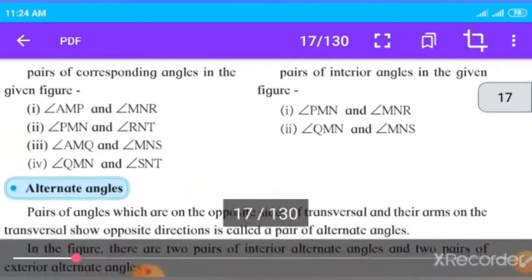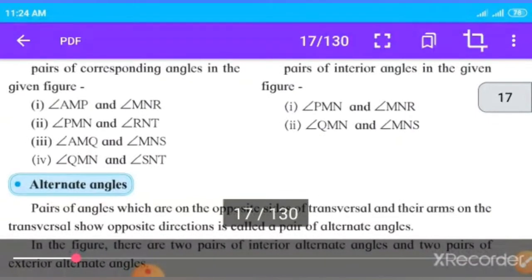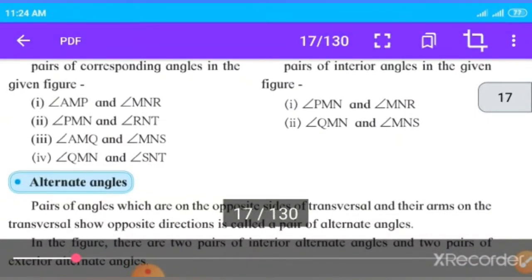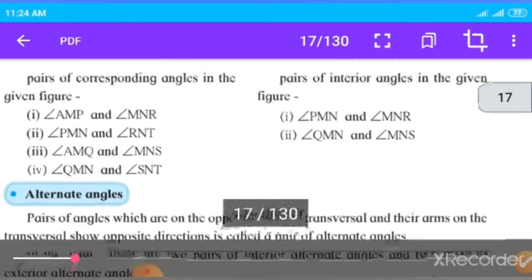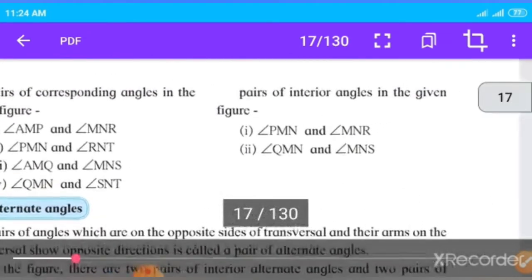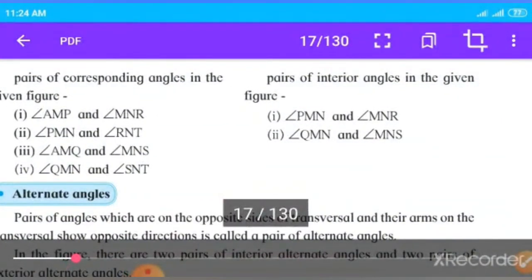Pairs of corresponding angles in the given figure: angle AMP and angle MNR, angle PMN and angle RNT, angle AMQ and angle MNS, angle QMN and angle SNT. Interior angles: angle PMN and angle MNR, angle QMN and angle MNS.